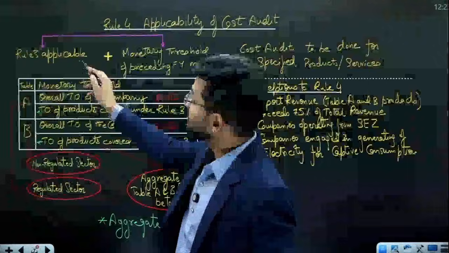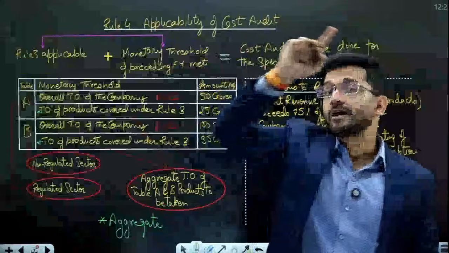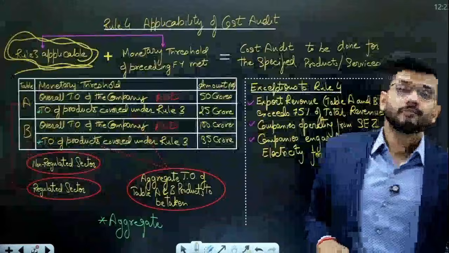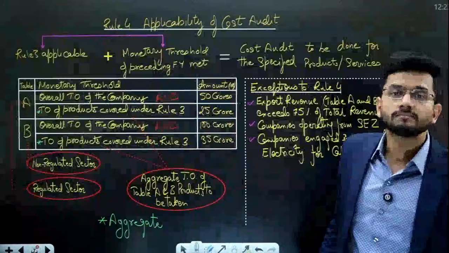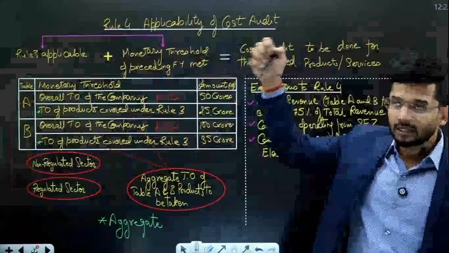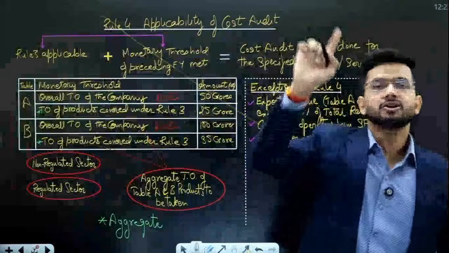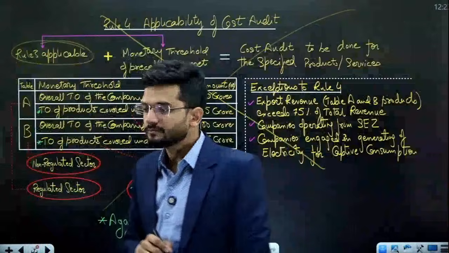So the first and foremost requirement is that rule 3 should be applicable, which means cost records should be required to be prepared. Only then will we analyze the monetary threshold for cost audit. Without analyzing rule 3, we will not analyze rule 4. So if rule 3 is not applicable, rule 4 entirely will not be applicable. Okay. So the first condition for applicability of rule 4 is that rule 3 should be applicable.